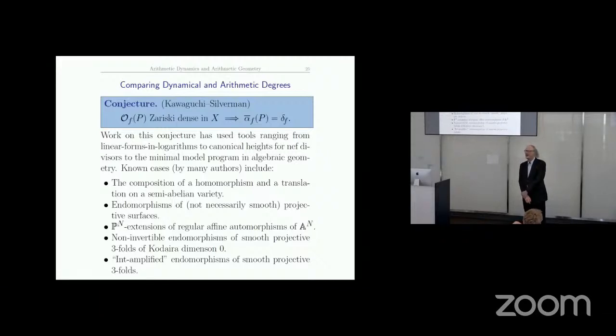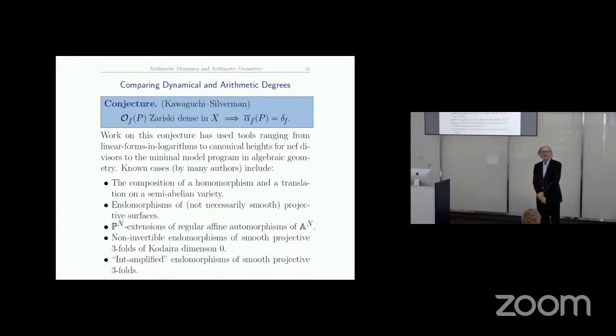A lot of words there, meaning these are special cases, and these are hard theorems, a lot of them. Many of them use the minimal model program. And also for what are known as int-amplified endomorphisms. These are maps for which there's a divisor with some very special property.